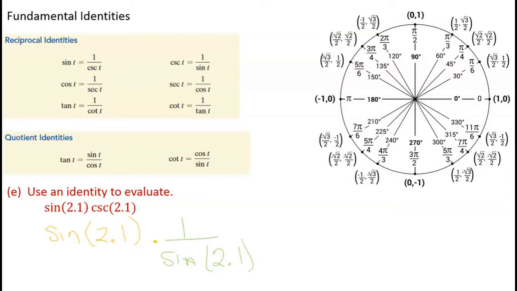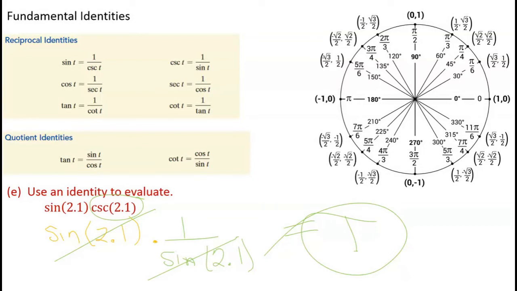And what can we do? So again, to get the green, I just use the reciprocal, the idea that cosecant of 2.1 is the same as 1 over the sine of 2.1. And since these are both the sine of 2.1, those cancel, and that gives me a final answer of 1. Isn't that neat?